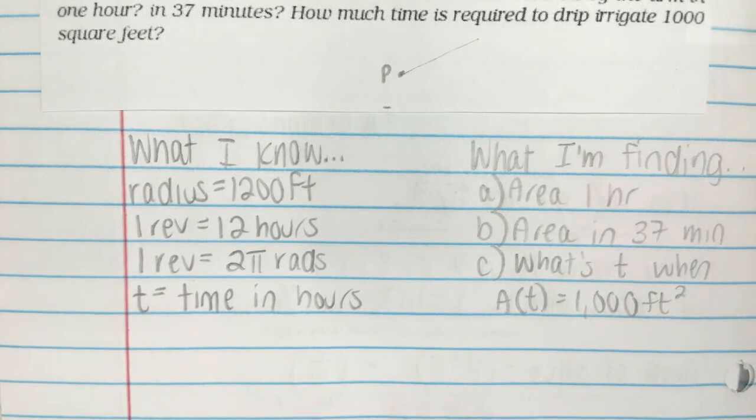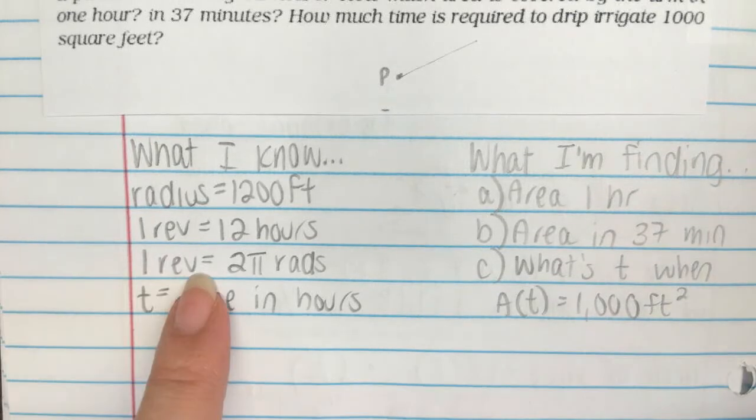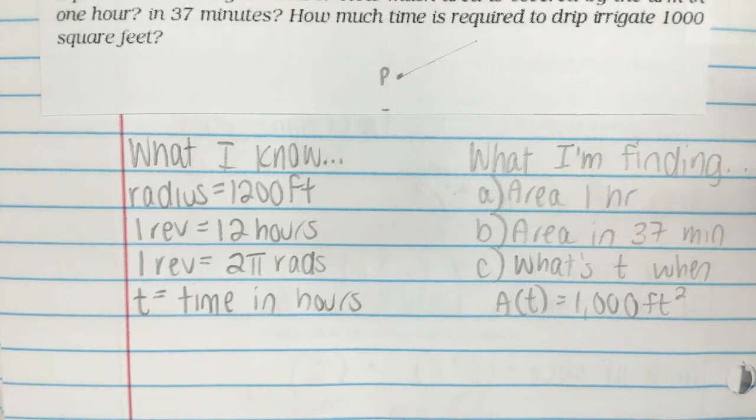One revolution is also 2 pi radians. You could also say one revolution is 360 degrees, but we really need to start thinking about things in terms of radians. We need to really get away from degrees, okay, guys? So one revolution, one full rotation happens to also be 2 pi radians.